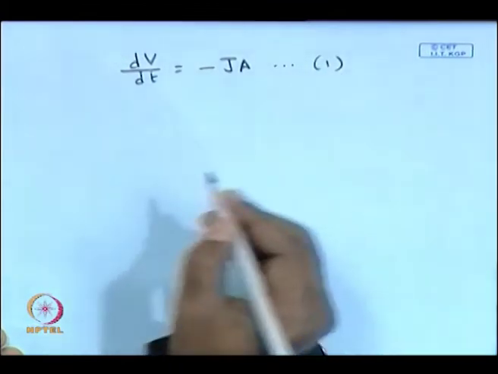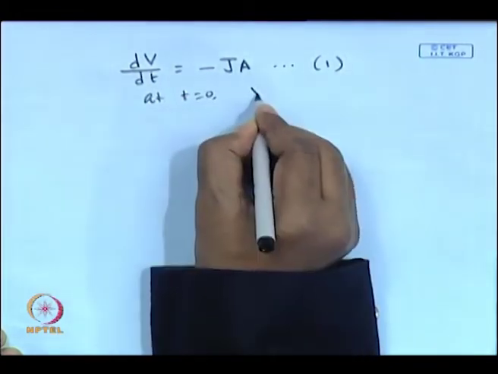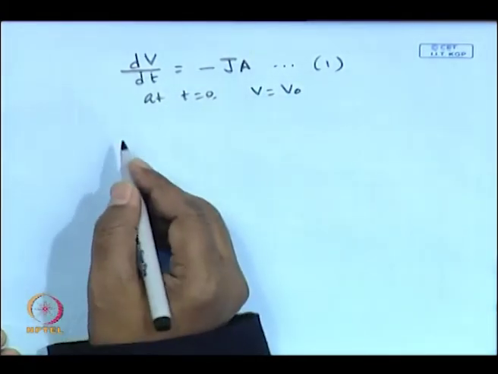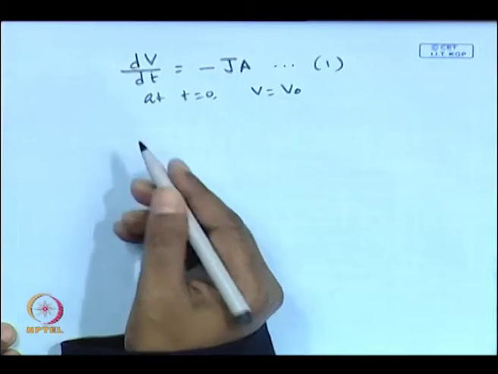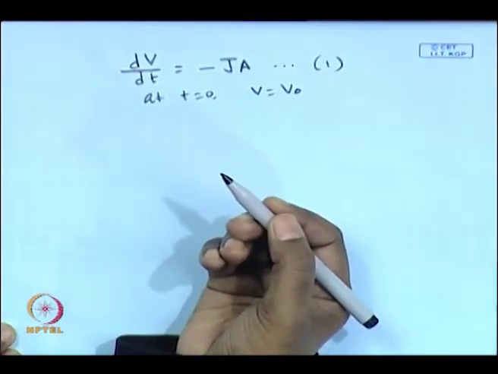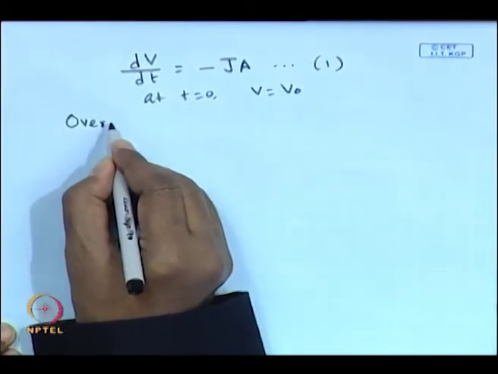So, this is equation number 1. At time t is equal to 0, we know V is equal to V naught. V naught was given to you. So, this is the governing equation of volume. Next we get the governing equation of bulk concentration. For that, what we have to do? We do an overall solute material balance.